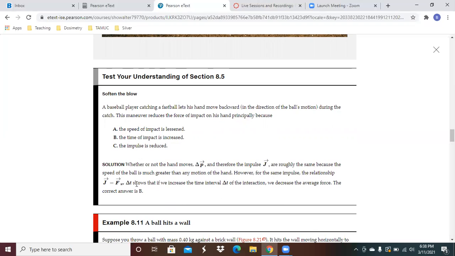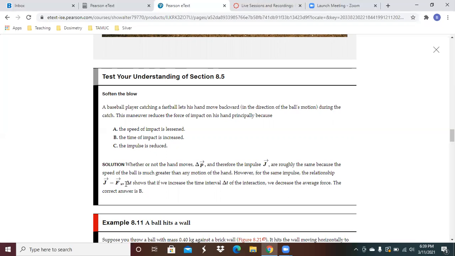However, for that same impulse, the relationship here shows that if we increase the time interval, we decrease the average force. In other words, let's say this number is 100. And let's say this is 10. Bad choice. Let's say this is 2. No, let's say this is 1. So we got 100 here, we have 1 here, and so the force there is 100. Catching a ball like that might hurt a little bit.